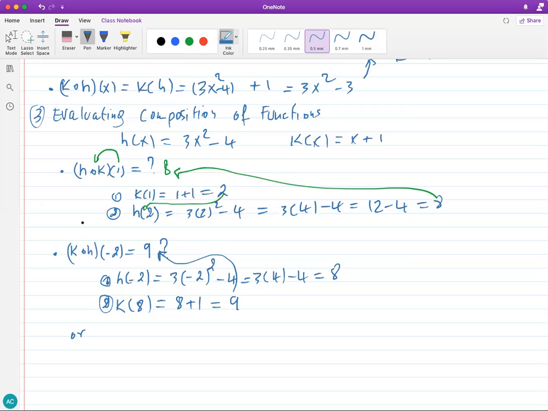What is K of H? Here is 3x to the second minus 3. That's right. We can just plug directly into this composition. Plug the -2 into this, and we get the K of H.